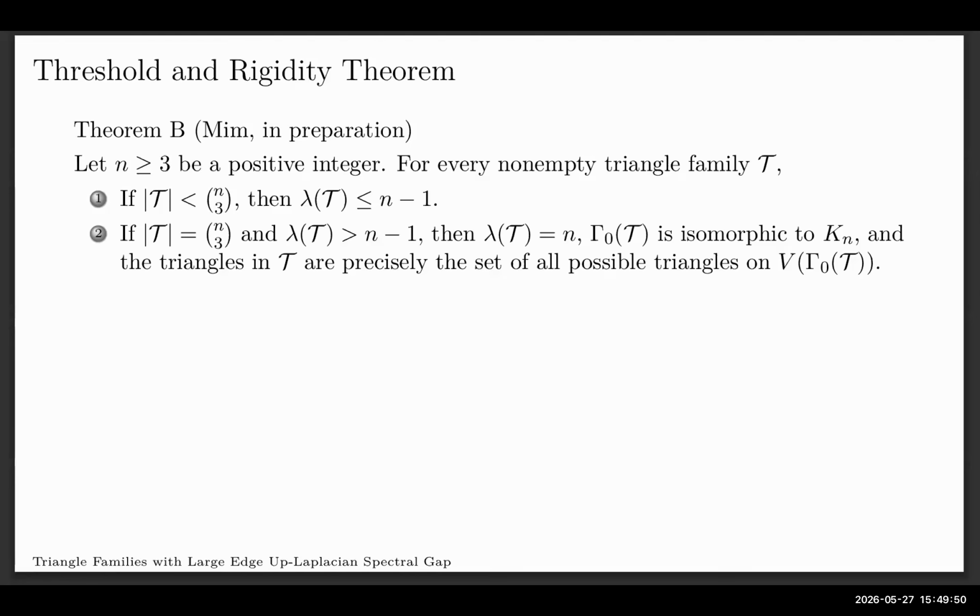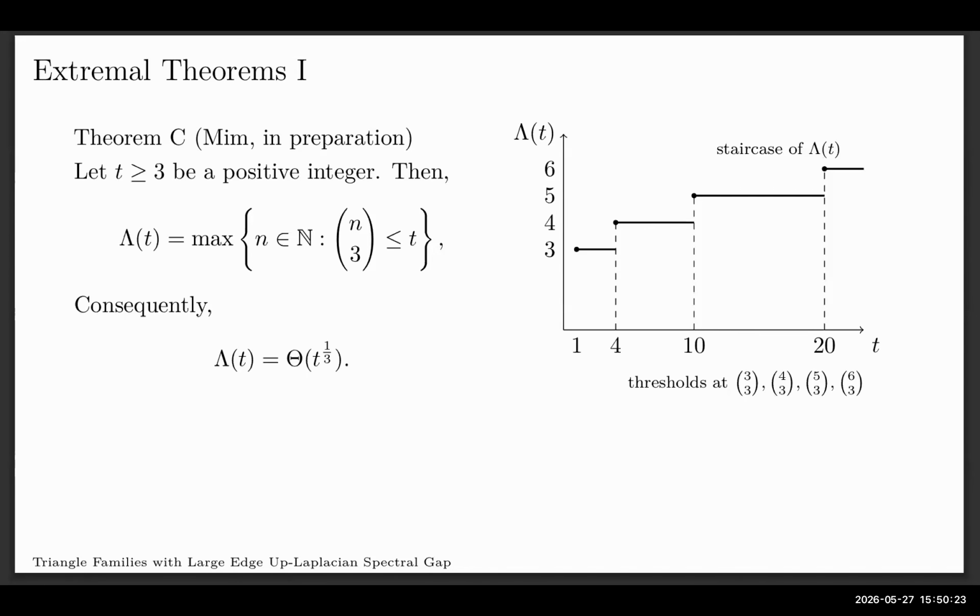In fact, at the size n choose 3, if you want lambda to be bigger than n minus 1, the only configuration that achieves it is the full triangle family of a complete graph, and in that case, lambda will be n. So basically, that's the first structural result. I'm calling it a rigidity result, but basically it gives us an idea as to how big lambda can be. And so the uppercase lambda, the highest lambda you can get for various triangle family sizes, is a step function, which is not surprising. Of course, it's going to be a step function.